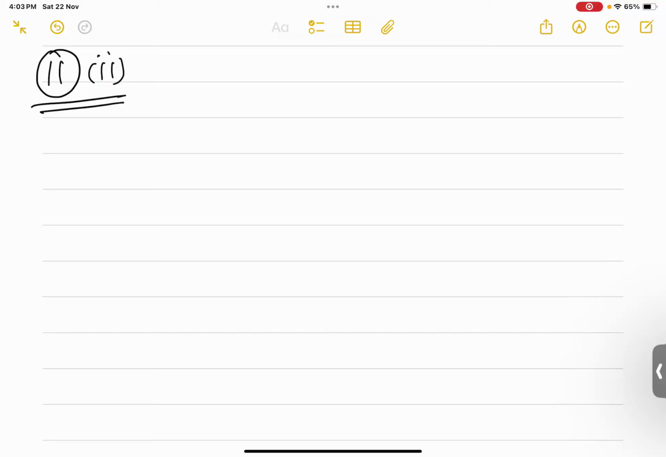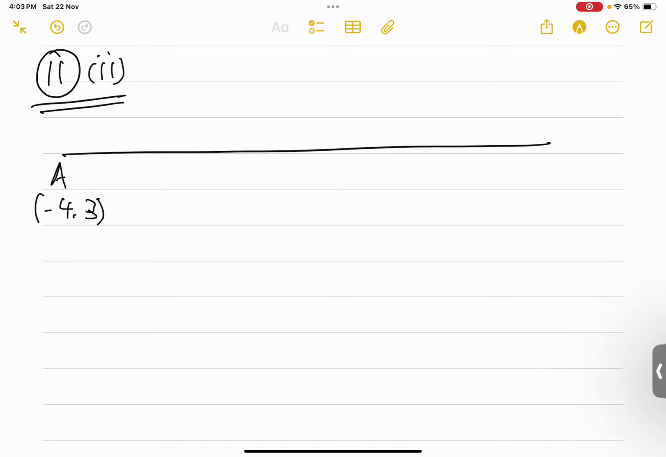internal division. So now there is one line, and the endpoints are A (-4, 3) and B (2, 8). There is this point over here which is P (k, 6). Now point P divides the line segment AB in a certain ratio. Let that ratio be m is to n.